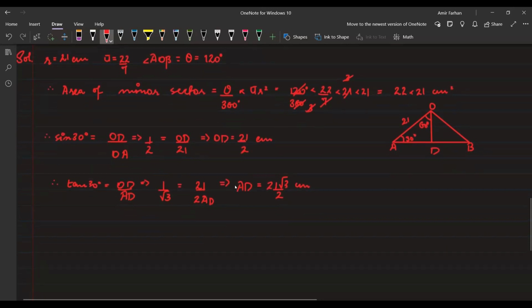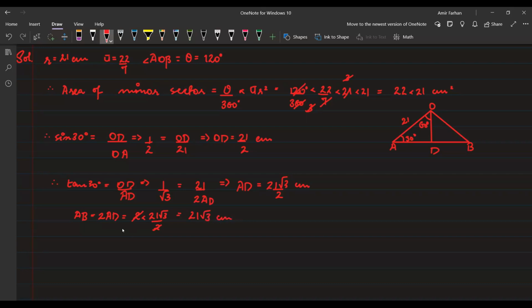Okay. Now AB is nothing but twice of AD. So let's multiply the 2 into 21 root 3 by 2. This is getting cancelled. So it is nothing but 21 root 3 centimeter, right?